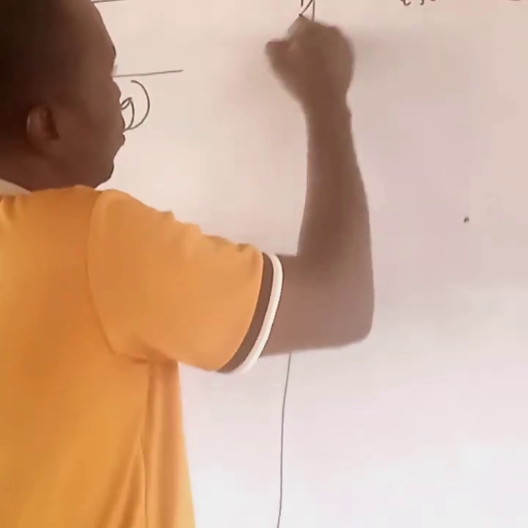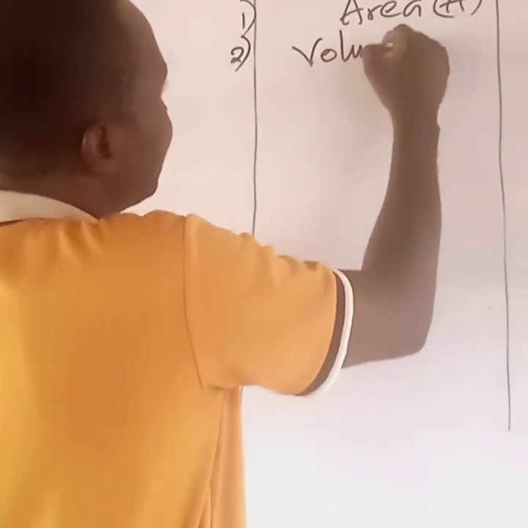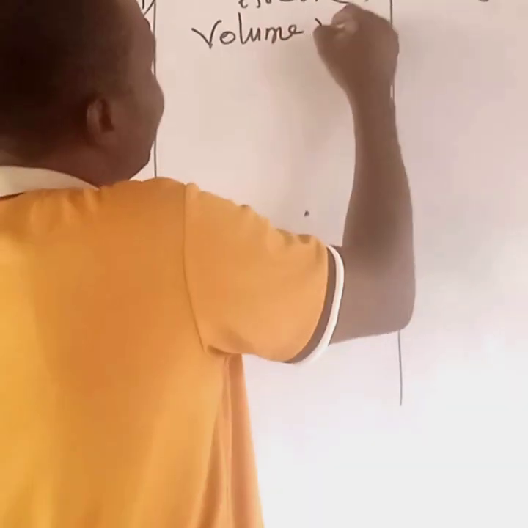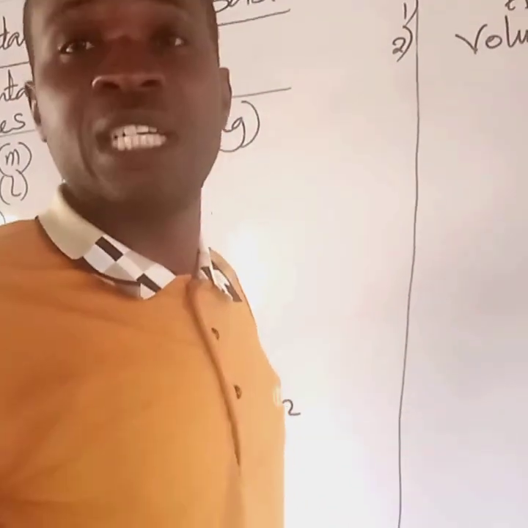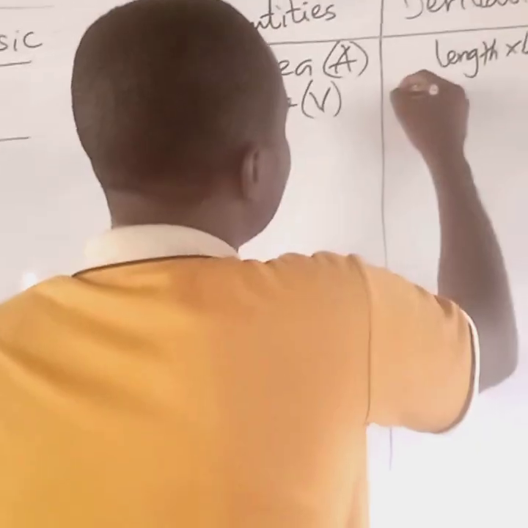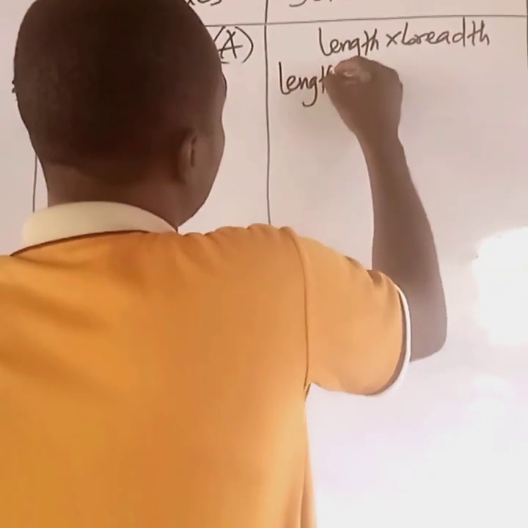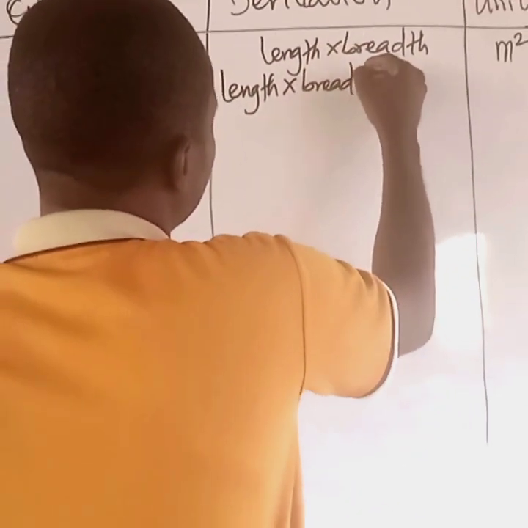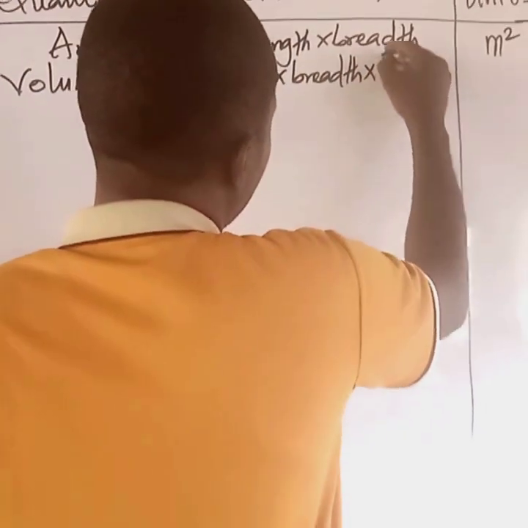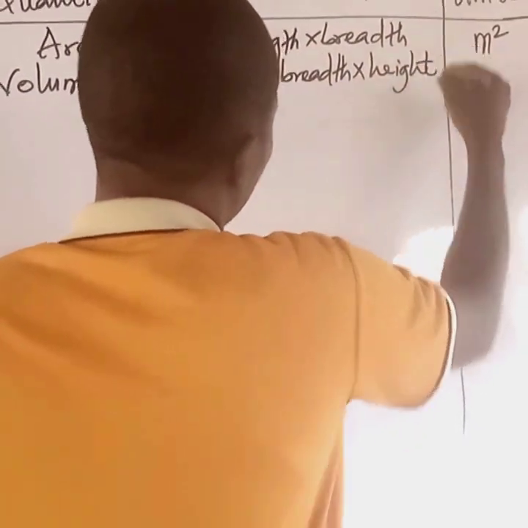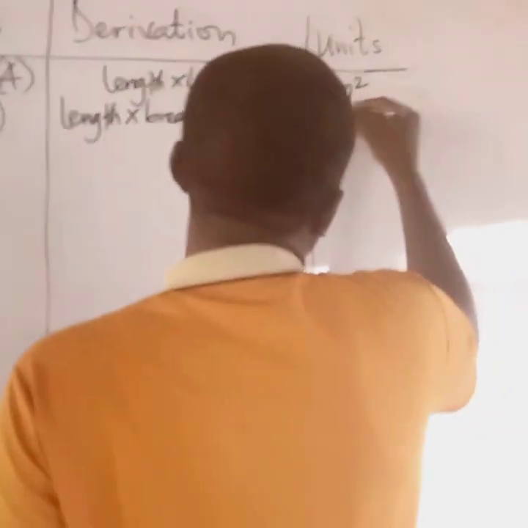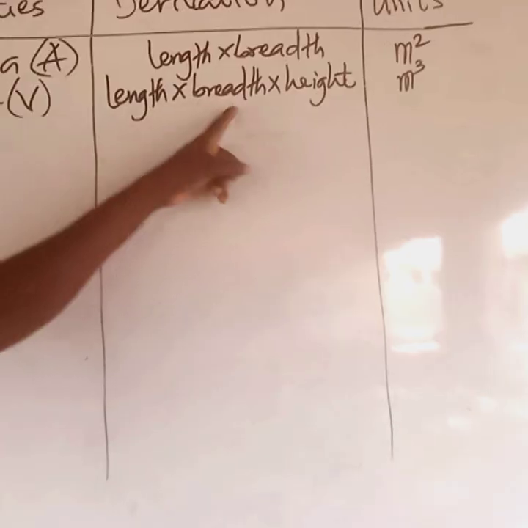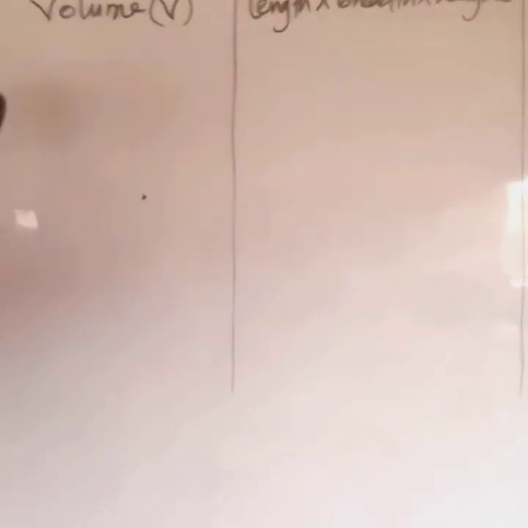Now number 2, we can talk about volume. Volume is another derived quantity, capital letter V. We can say length times breadth times height. Some will say length times width times height. And the unit for this is meter cube. You can see for length, for breadth, and for height, the three are brought together to make meter cube.